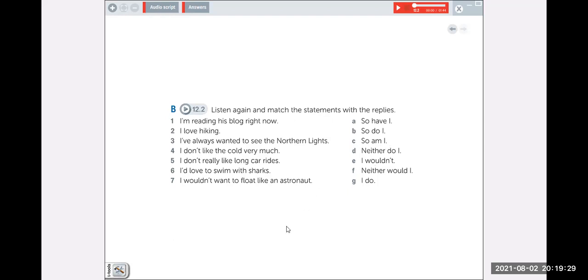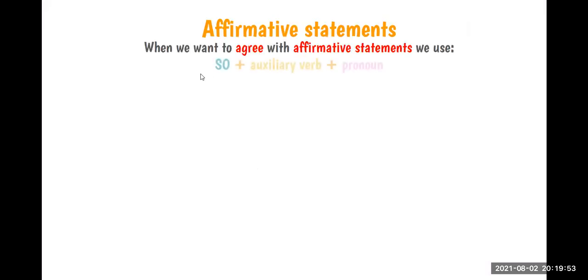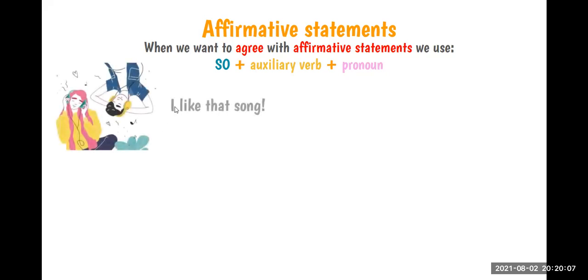So what do we need to agree with someone else's statement, someone else's opinion? We need the word so, the verb to be, and the subject. Okay, but not always do we have a verb to be, right? We need so, always so, to agree with affirmative statements, the auxiliary verb or modal verb, and after that, a pronoun, okay? For example, here we have, I like that song. What can we say if we want to agree with this affirmative statement?